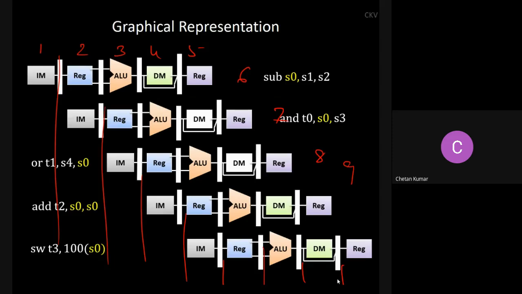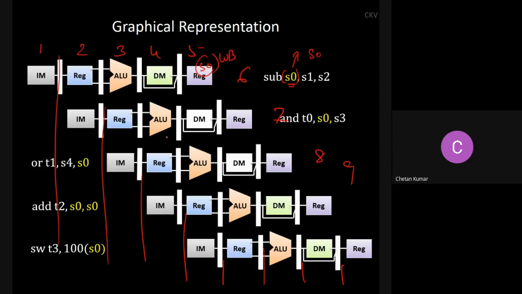So when will your register be written? In which clock cycle will your S naught value be written into the S naught register? In the 5th clock cycle. In the 5th clock cycle, the S naught value gets updated because your first instruction is entering the write back.